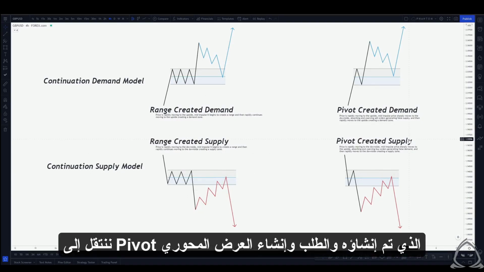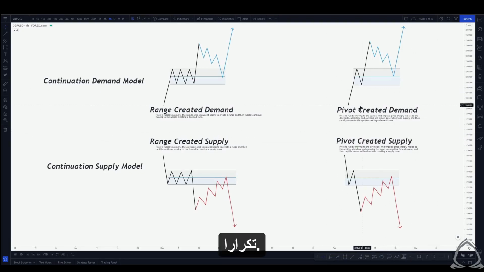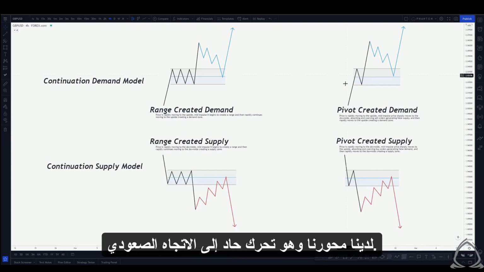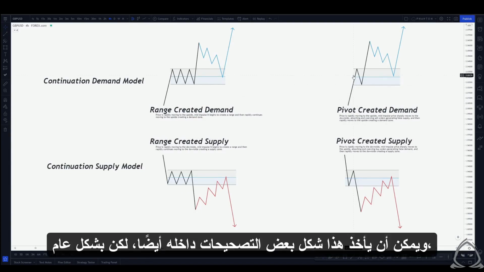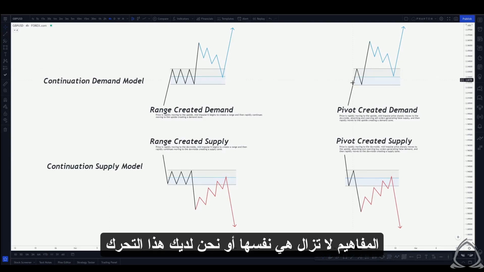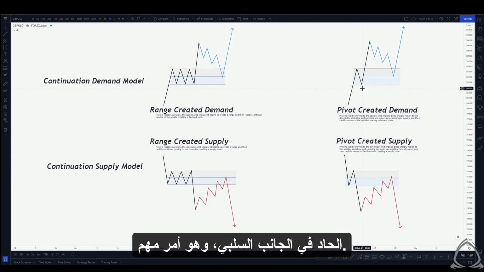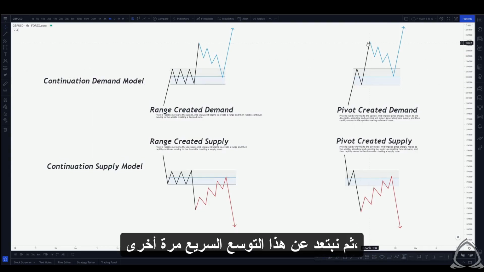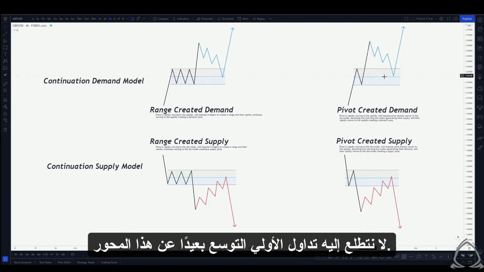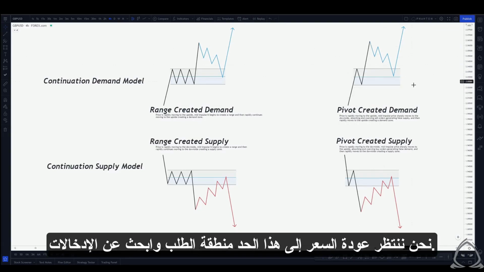Now we move on to pivot created demand and pivot created supply. Again, based on the first video, we have our pivot, which is a sharp move to the downside. This can take shape with a few corrections within it, but generally speaking, the concepts remain the same, where we have that sharp move, which is important, and then we get that rapid expansion away. Again, we're not looking to trade the initial expansion away from that pivot, but instead we're waiting for price to come back down into this demand zone and look for entries.